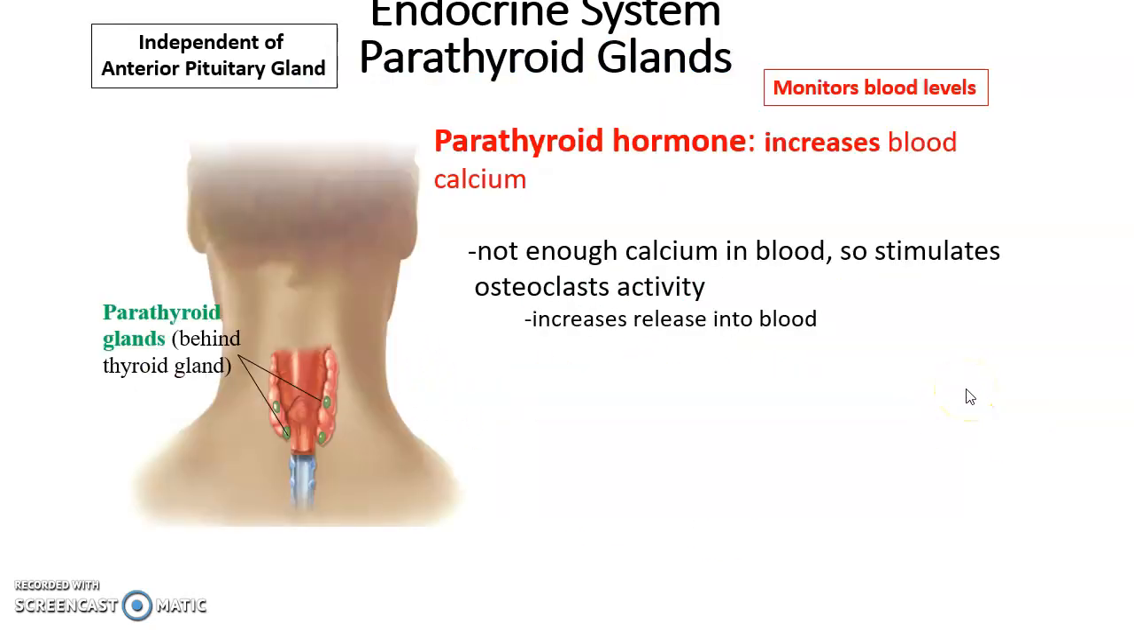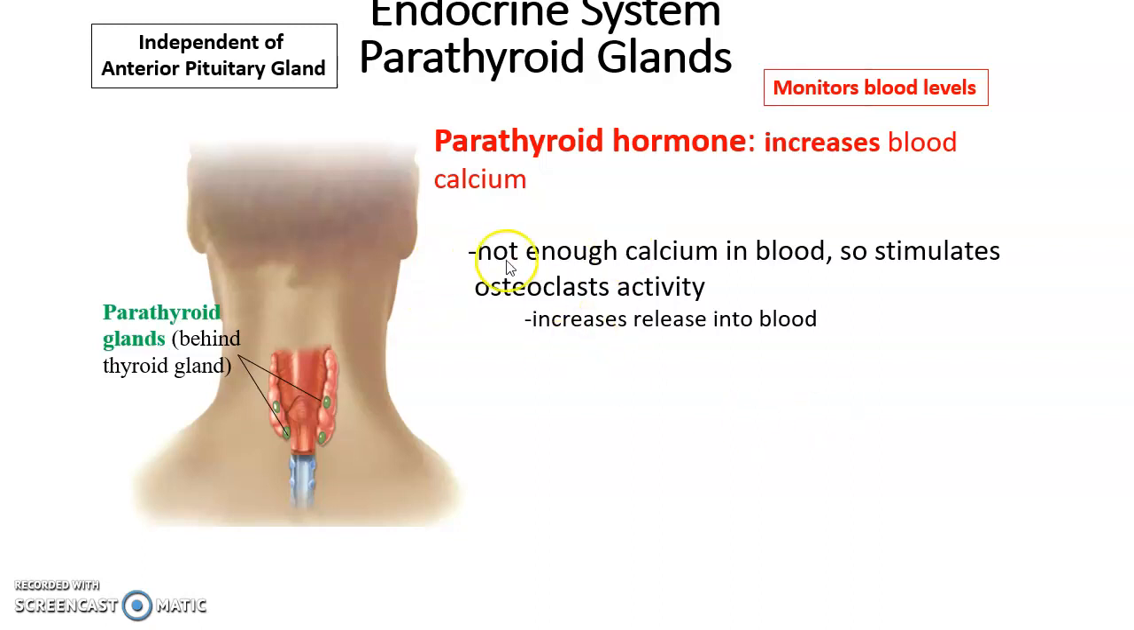Parathyroid glands. Parathyroid glands are four of them. These little nodules are on the posterior or back side of the thyroid gland. The parathyroid glands release the hormone parathyroid hormone. And the function of the parathyroid hormone is to increase blood calcium levels. So the parathyroid glands are keeping an eye on calcium levels in the bloodstream. If the calcium levels are too low, then the parathyroid hormone is released.